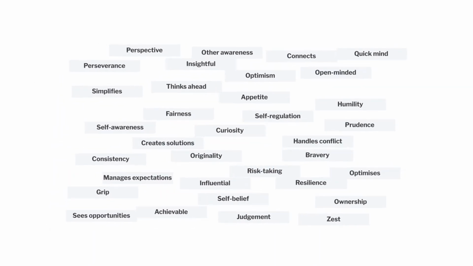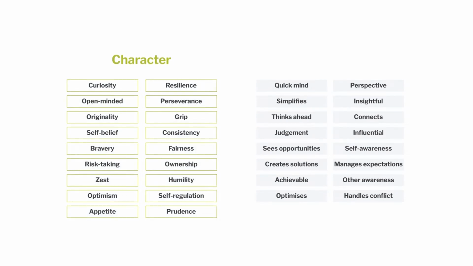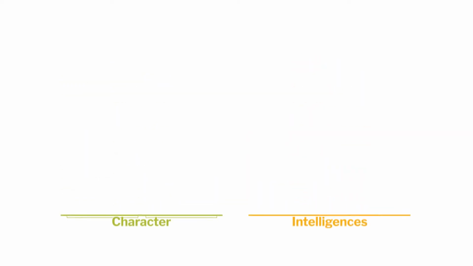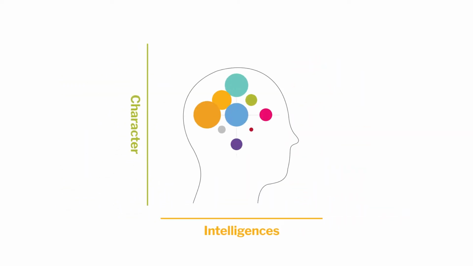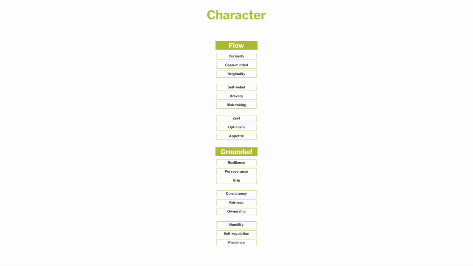First, we group the strengths into two dimensions, into character and intelligences. The vertical axis in the leader type heads is about character. The horizontal axis is about intelligences. Next, we're going to look more closely at character. In total, we have 18 strengths that relate to character.